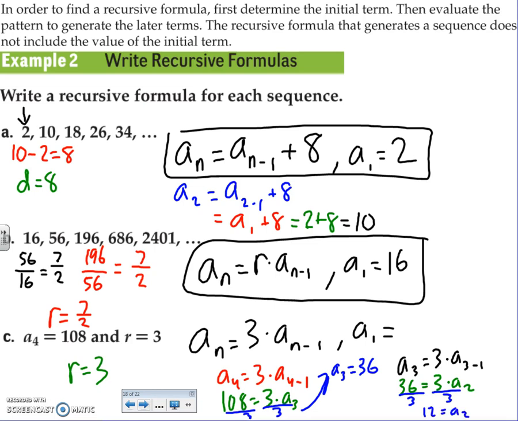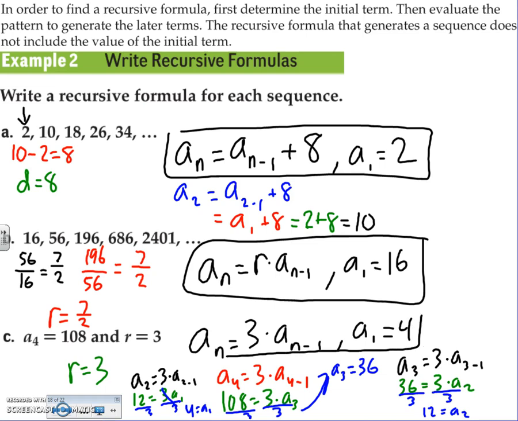Alright, I found a2. I've got to find a1 now. So I'm going to repeat it one more time. a of 2 equals 3 times a of 2 minus 1. a of 2 we got was 12, equals 3 times a sub 1. If I divide by 3, I get 4 equals a sub 1. So, what was 16 right here? Oh, there you go. So right here, a sub 1 equals 4. Alright, so there's a lot of work to go backwards. If we use the explicit formula, it'd be a lot faster.